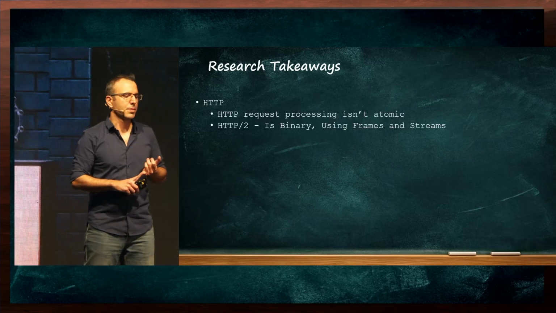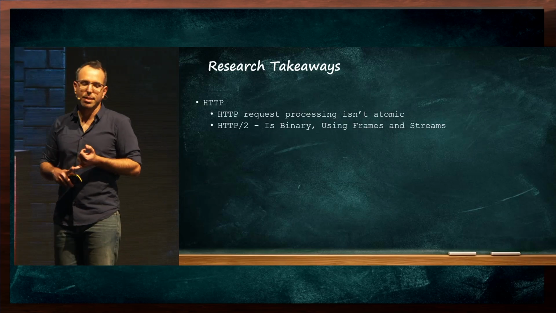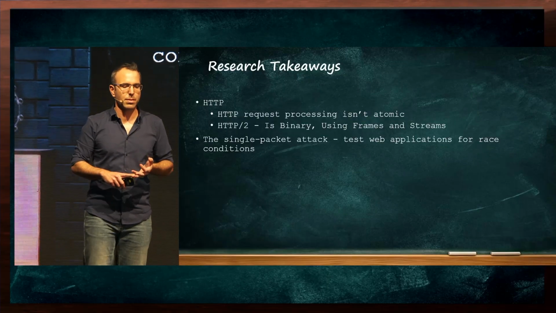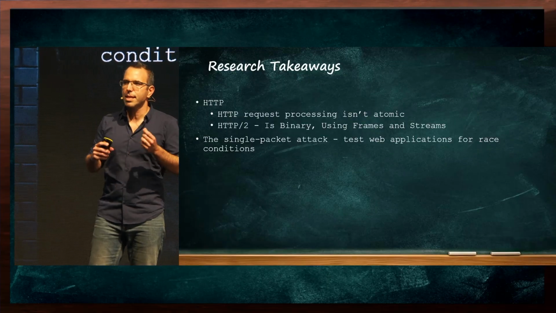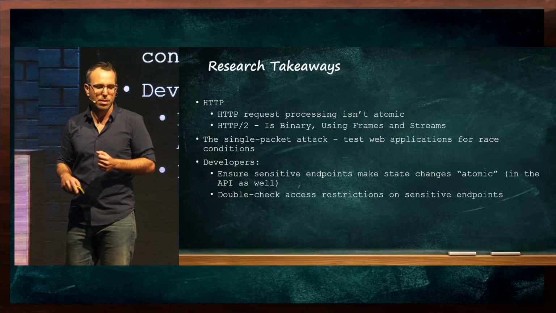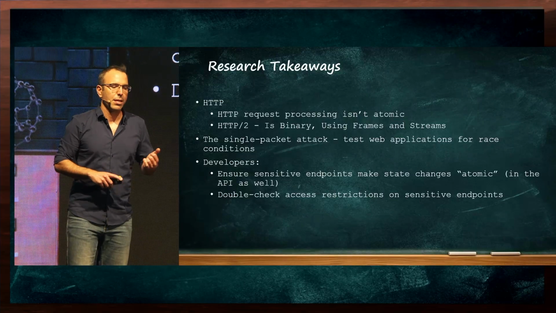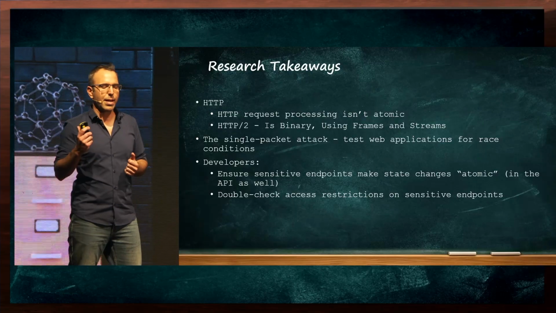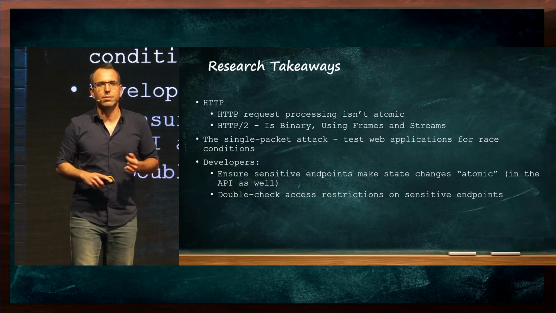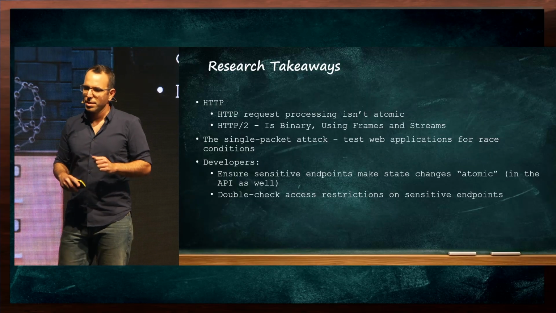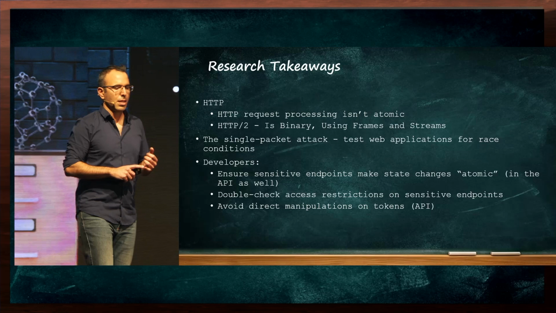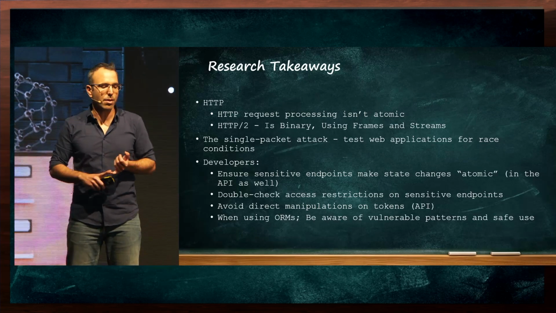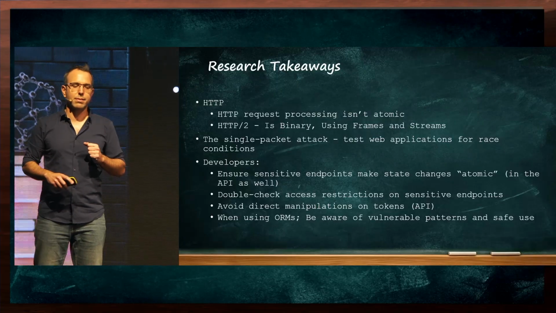Research takeaways. HTTP request processing isn't atomic. HTTP version 2 is binary, using frames and streams. The single packet attack can be used to test web applications for race conditions. For developers, ensure sensitive endpoints make state changes atomic, in the API as well. Double-check access restrictions on sensitive endpoints, like the certificates. Avoid direct manipulation of tokens. And when using ORMs, be aware of vulnerable patterns and safe use.